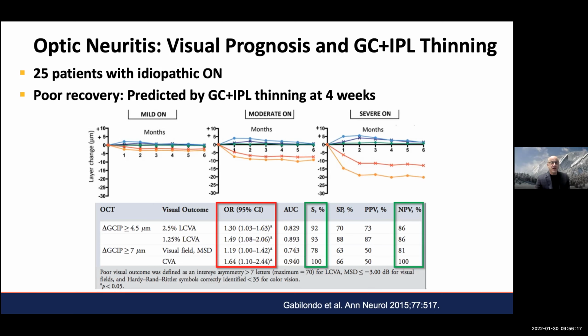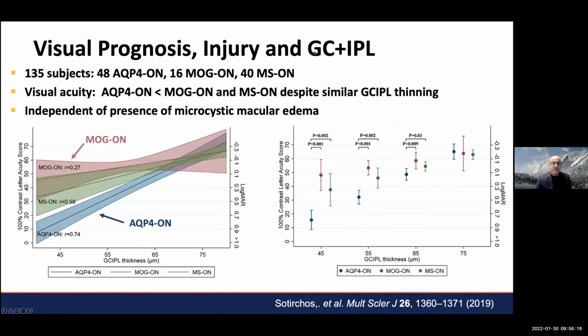What this visual association may be is that it may be more important, particularly with what type of injury is occurring. Recently, in a publication by Sechi and colleagues, they looked at 135 subjects with various types of optic neuritis. And the visual acuity more often typically was worse in aquaporin 4 than MOG optic neuritis, and worse in both of those than MS optic neuritis, despite similar levels of ganglion cell inner plexiform thinning.